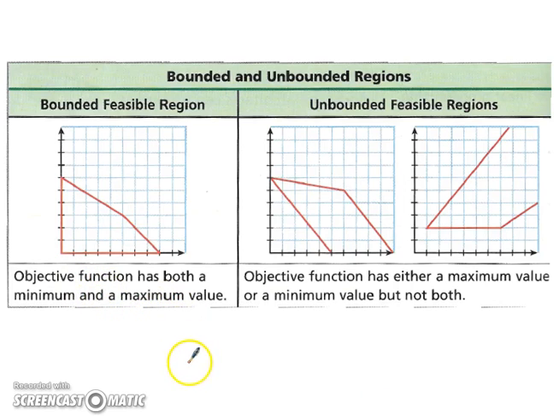Alright, so let's talk about bounded and unbounded regions. In the graph that we just had, we had a bounded feasible region. The objective function has both a minimum and maximum value. In unbounded feasible regions, an objective function has either a maximum value or a minimum value, but it won't have both. So in this one you've got a maximum, but in this one you've got a minimum.